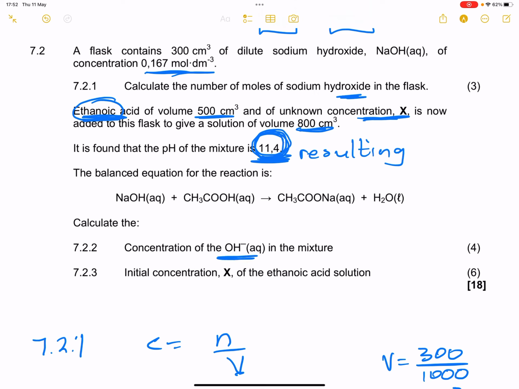So what we have here, the concentration of the hydroxide ion that we have in the mixture, is what was left after, in this case, it reacted with ethanoic acid. So what I want to do is, if this is the result, and these ones here are the initial, I want to know how many of them reacted. So I can find out the number of moles of hydroxide ions that remain in our mixture.